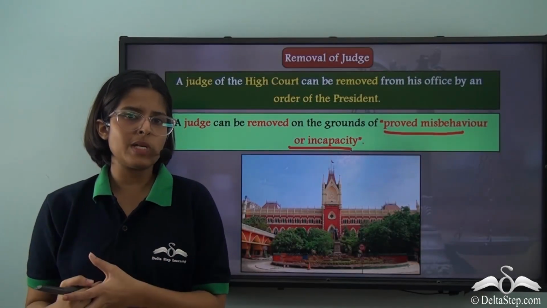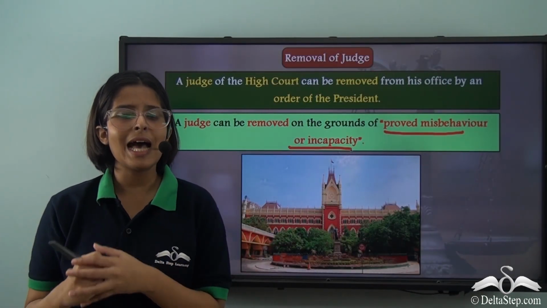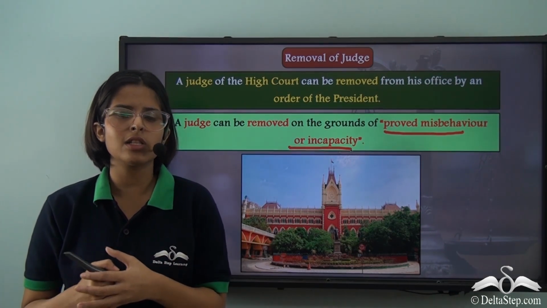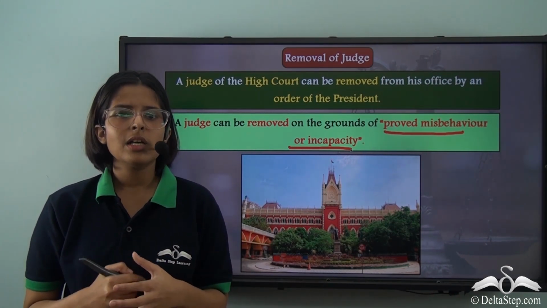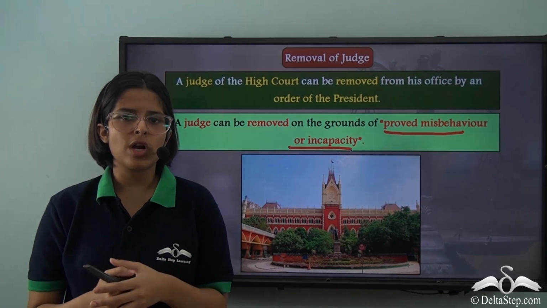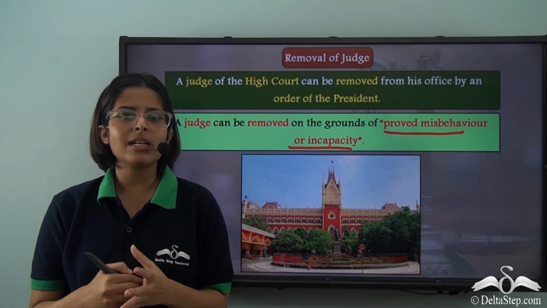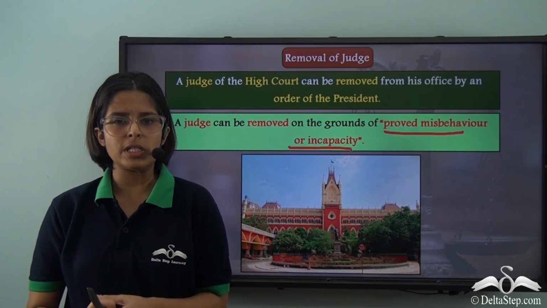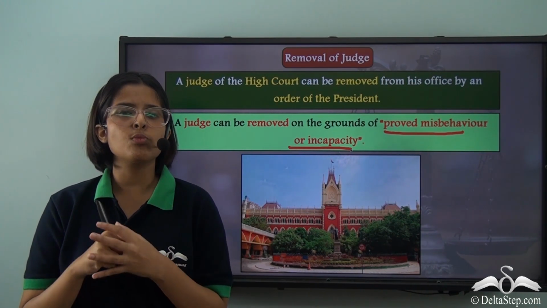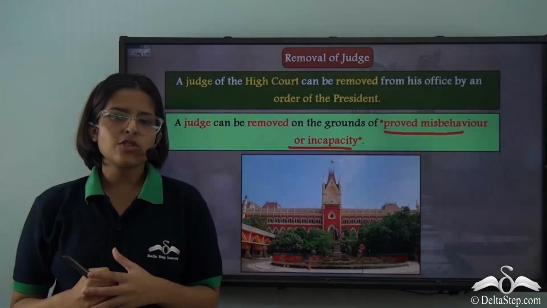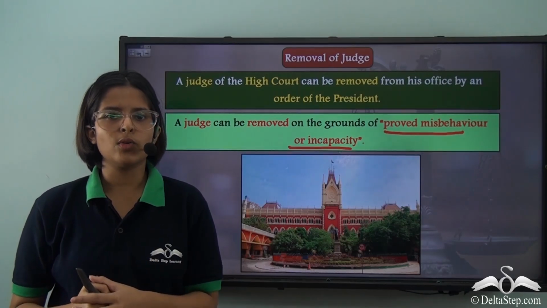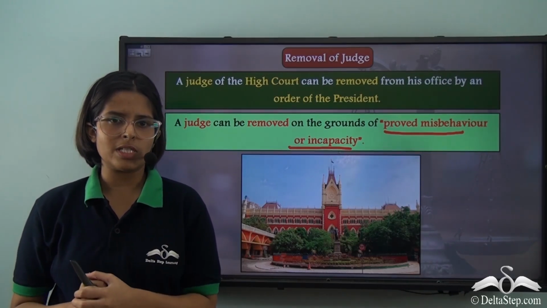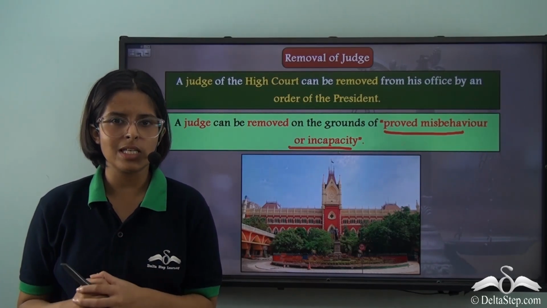Now, proved misbehavior or incapacity hasn't been properly defined in the Constitution, but if a judge commits a crime or does something that is against the provisions of the Constitution, he might be removed from his post. The judges of the Supreme Court and the High Courts are removed in the same process. Let us see what this process is.